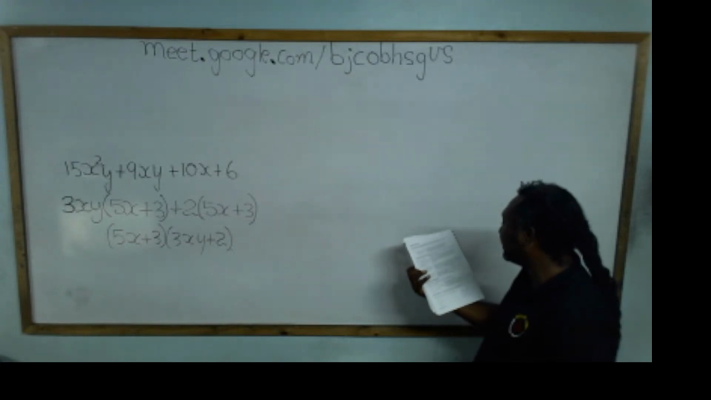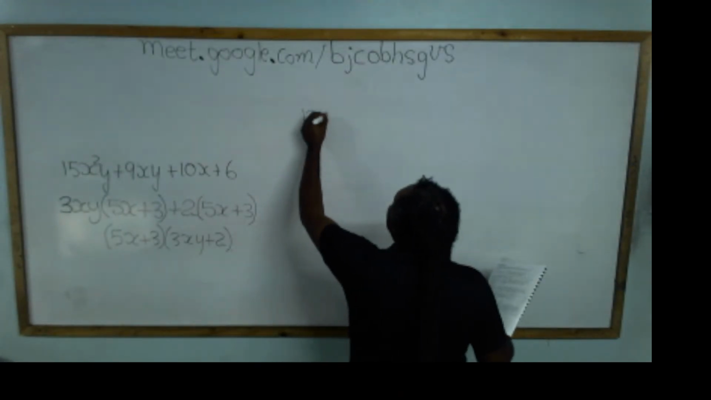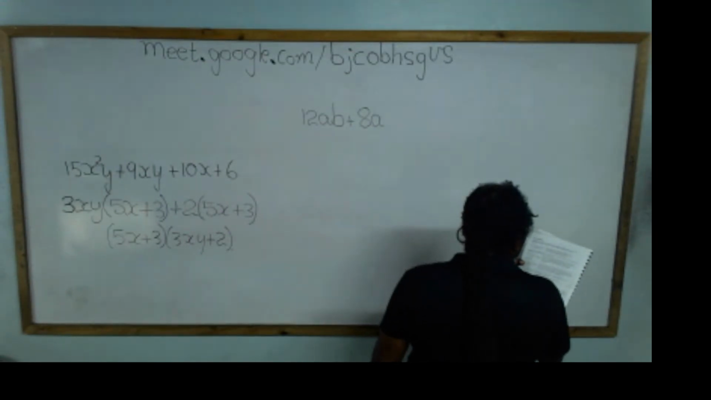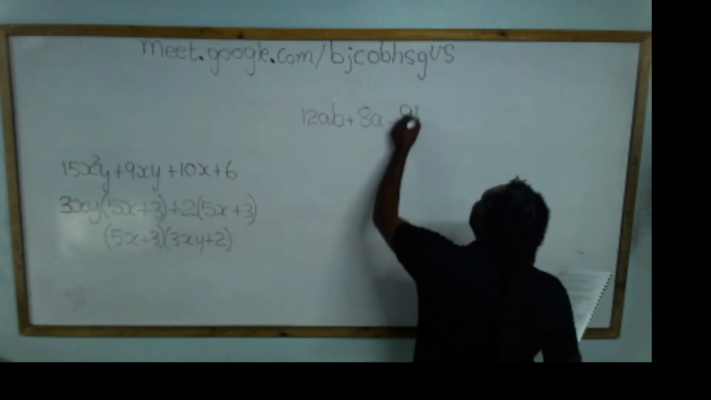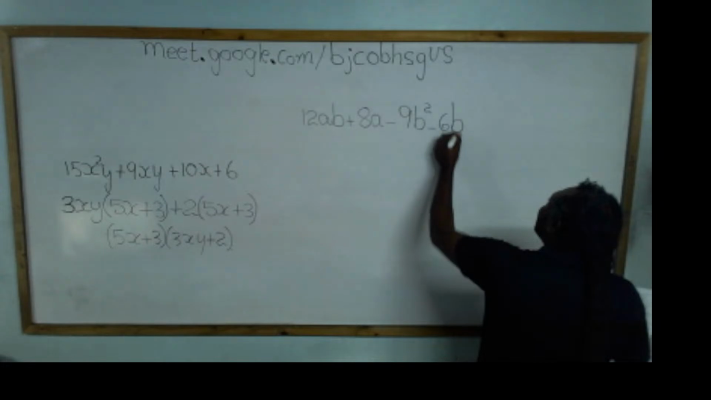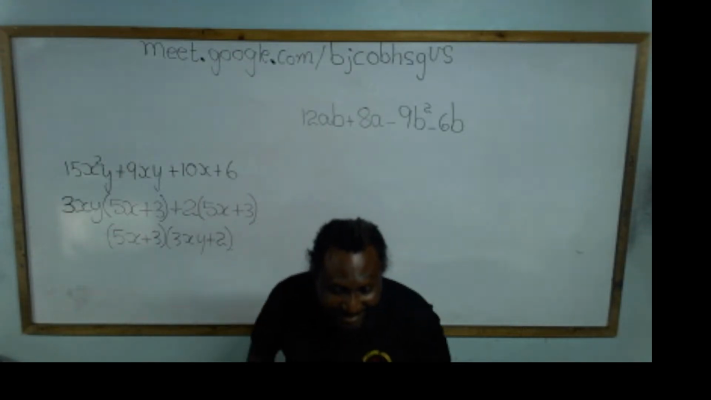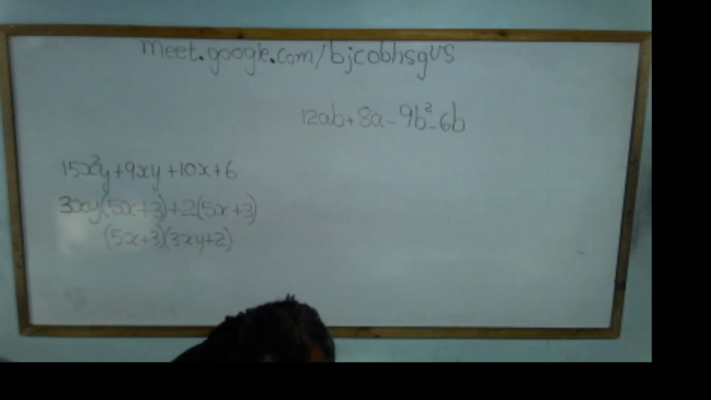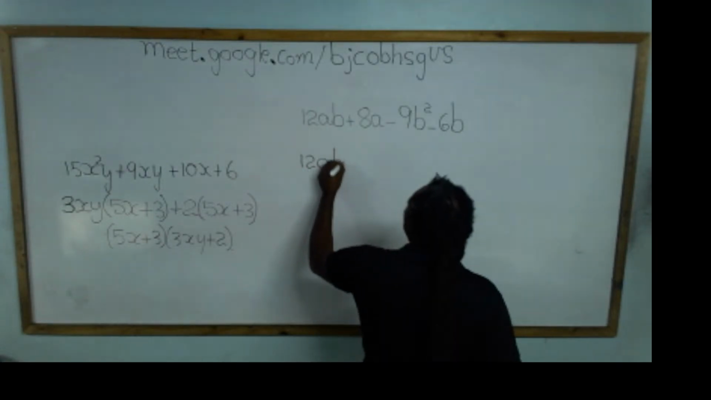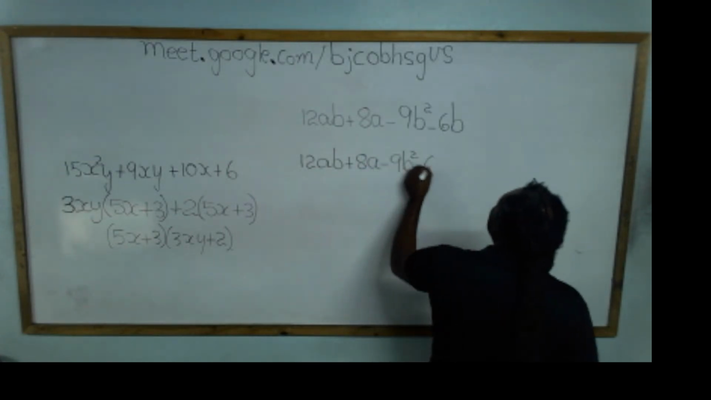What do I have next? 12ab plus 8a minus 9b squared minus 6b. I think it's gone into the glare. Let me go to the side and see if I will be able to see it. I'm going to put it down. 12ab plus 8a minus 9b squared minus 6b.